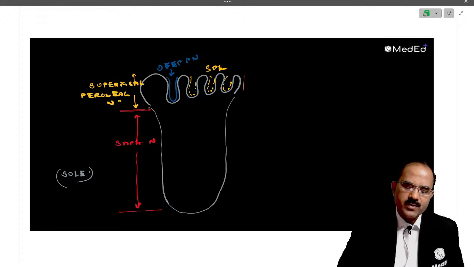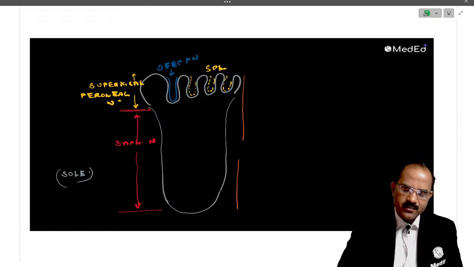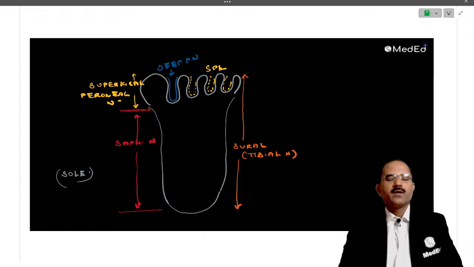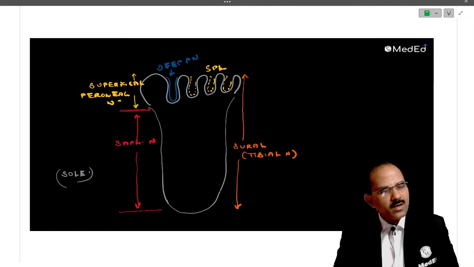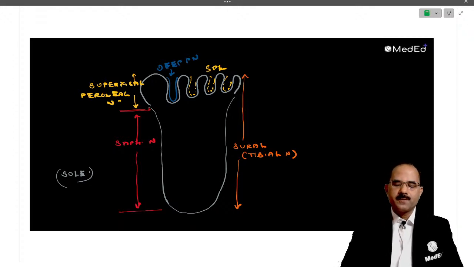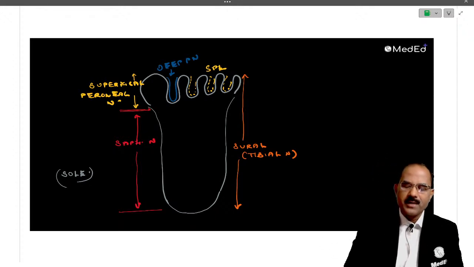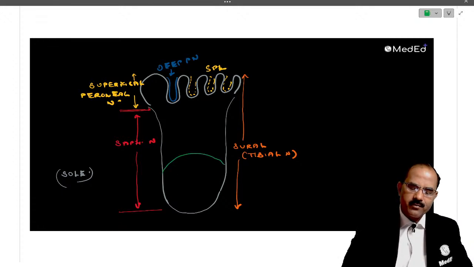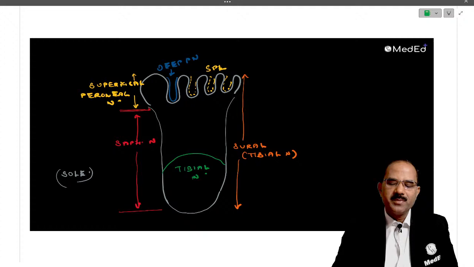And my dear children, who is going to supply the skin on the lateral aspect of the foot? Any guesses? That's the sural nerve, and sural is a branch of the tibial nerve. Remember, this all is very, very important. The lateral aspect of the foot is supplied by the sural nerve. Now, the heel. The heel is supplied by which nerve? The tibial nerve.